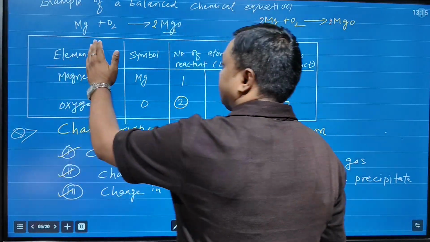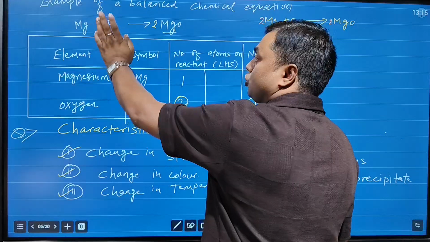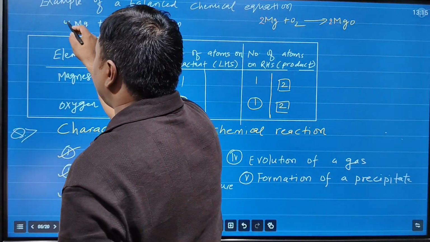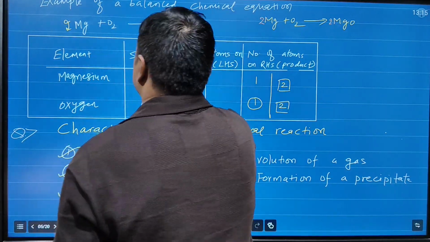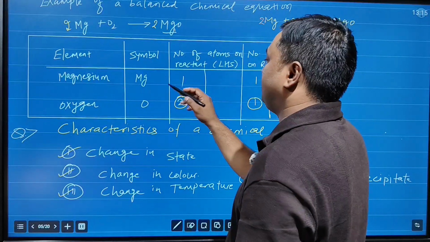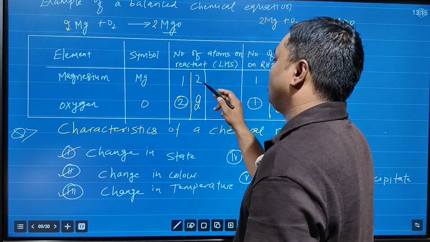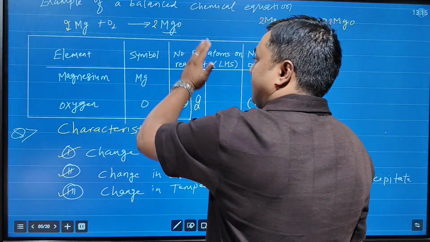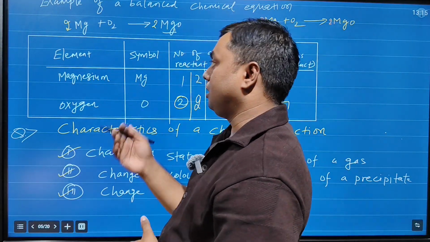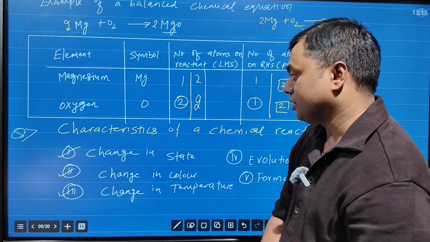But if you see the LHS, magnesium is still 1, but oxygen is 2. So you have to multiply here also by 2. When you multiply here by 2, you get magnesium 2 and oxygen 2. Now you can see LHS and RHS, all the atoms are equal. Yes or no?